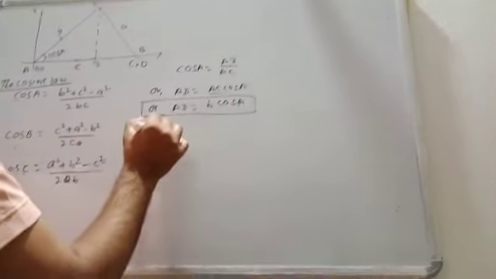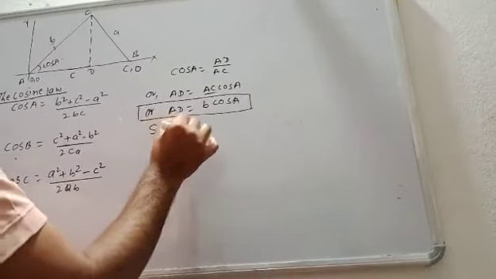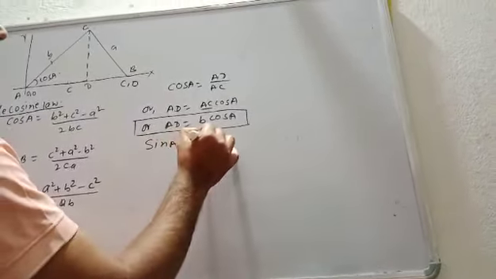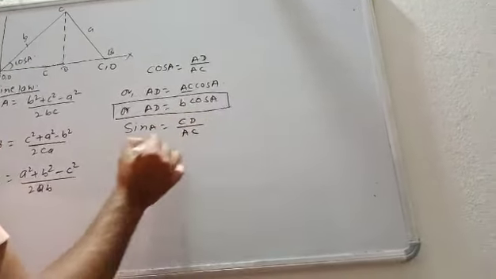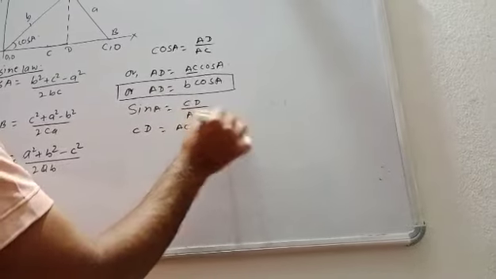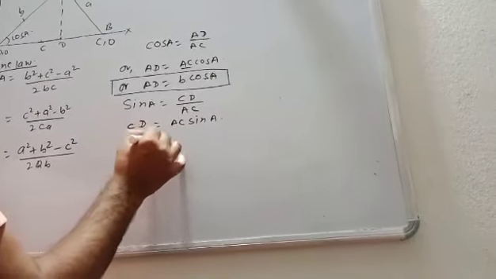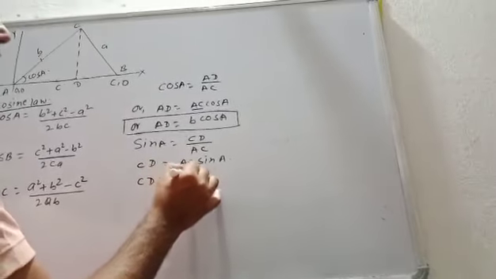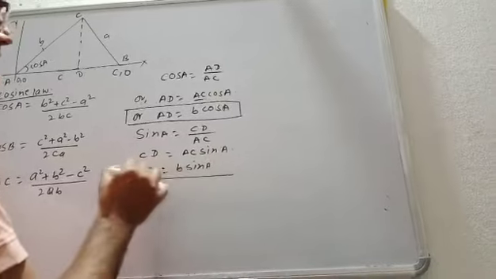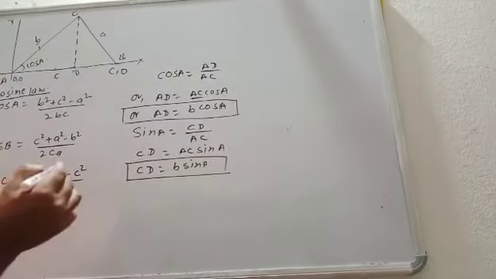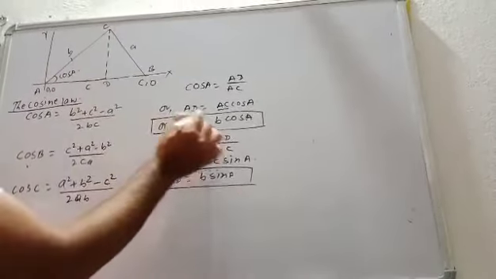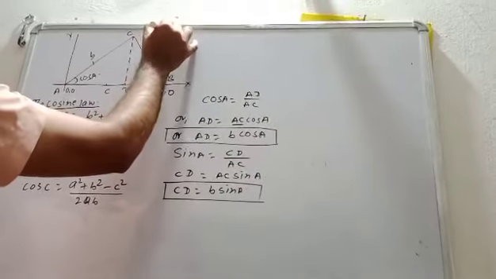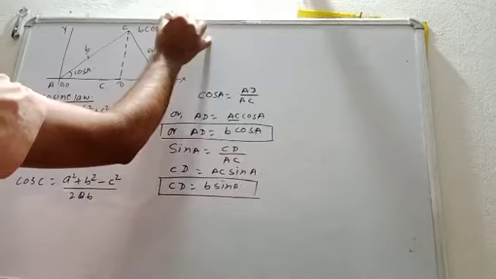Similarly, sin A is equal to CD by AC, so CD is equal to AC sin A. Now CD is equal to b sin A. From the figure, the coordinates of C will be b cos A comma b sin A.